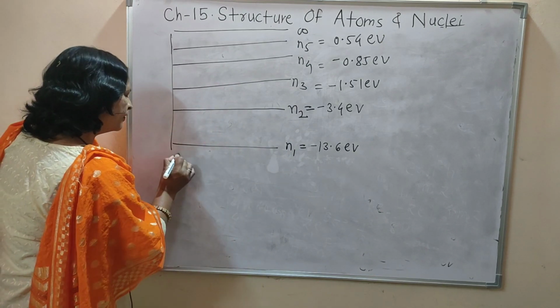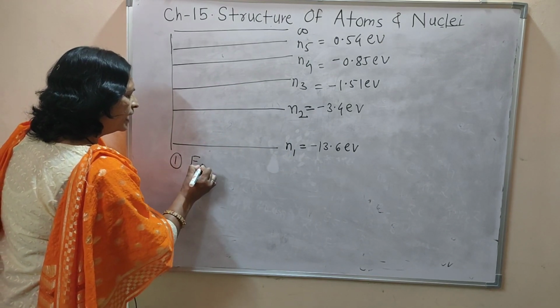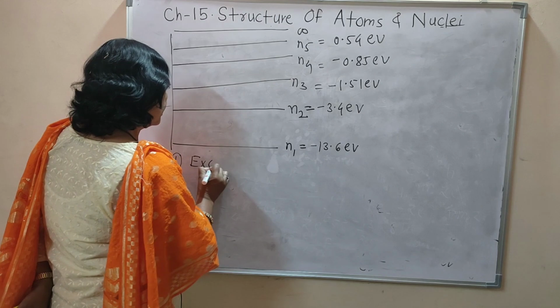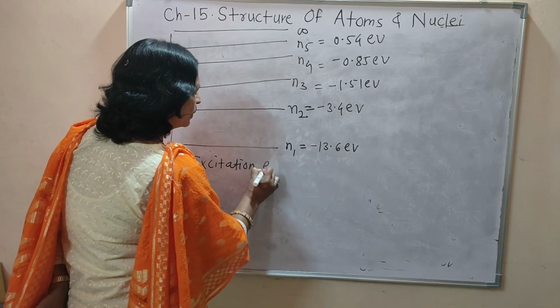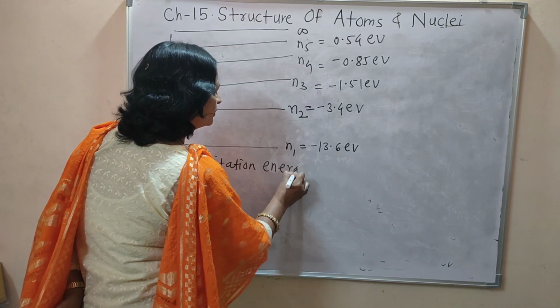Now, first definition, that is excitation energy. Excitation energy of an electron.